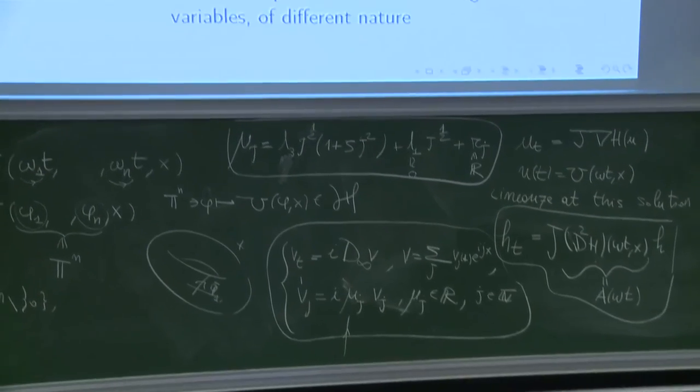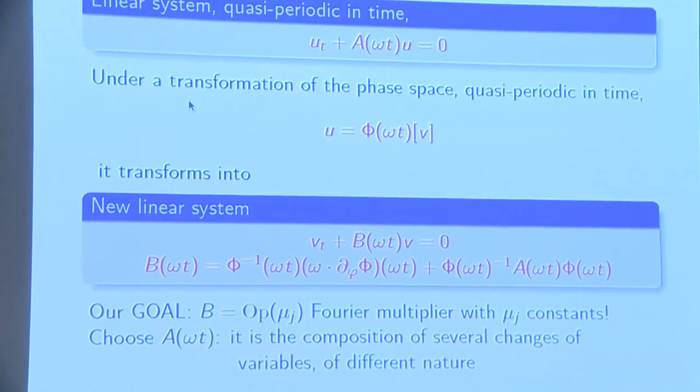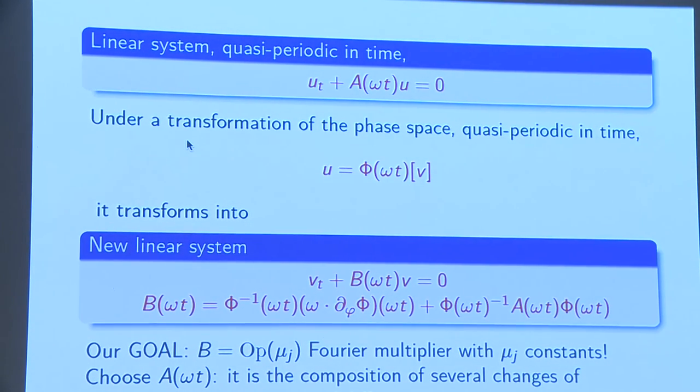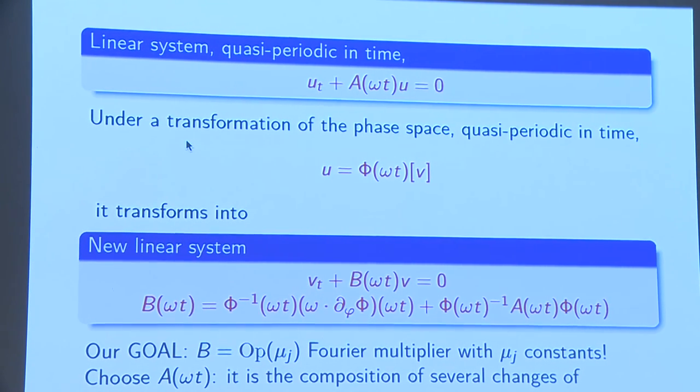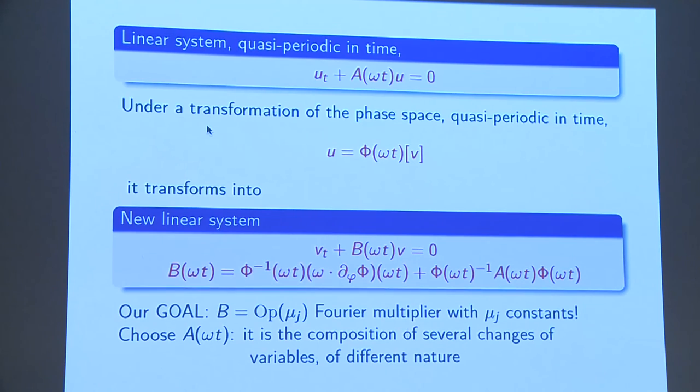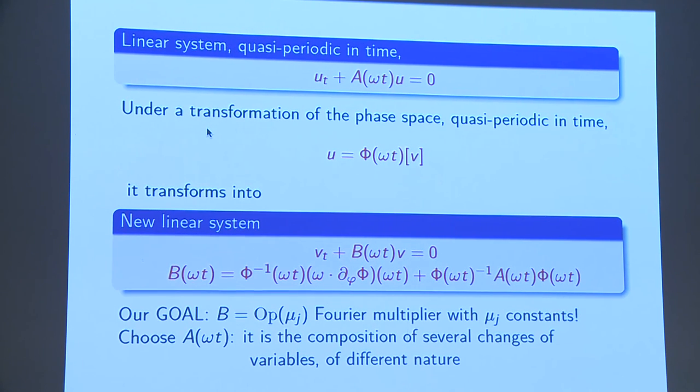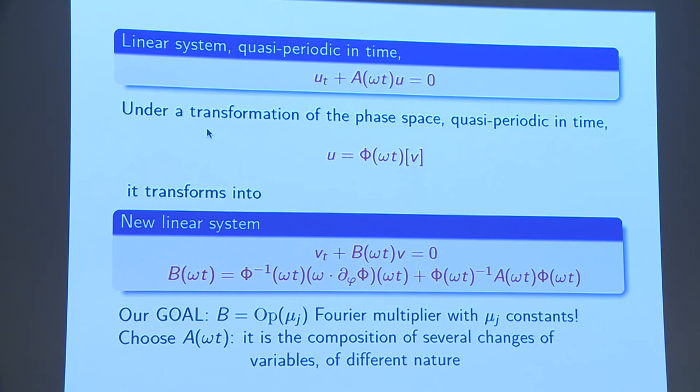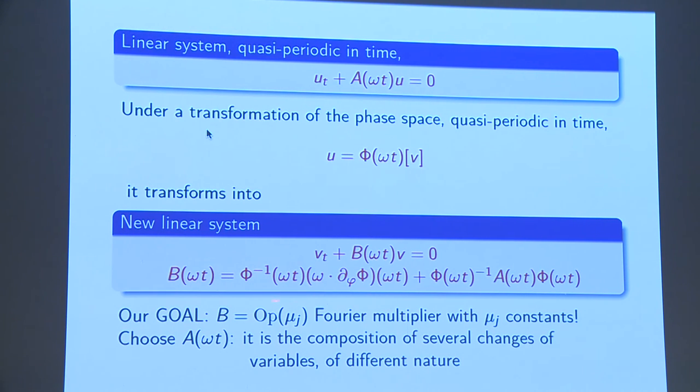And okay, this will be obtained by conjugations, changes of variables, time-dependent changes of variable. If we have a linear system, which is a linear system in this case, quasi-periodic in time, we conjugate with a change of variable, which is in this case quasi-periodic in time, then it transforms into another linear system. The form of the new operator is written here. There is the conjugation of the space operator, A, just by similarity, phi minus 1, A phi. And then there is a term which comes from the conjugation of the dt part. Dt gives this contribution here.